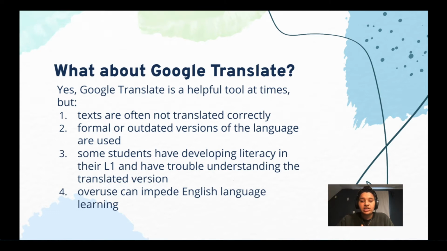If you copy and paste a full text into Google Translate, it often does not come out in the way that students speak. Some students also have developing literacy in their L1 or home language, and that can cause more frustration and confusion when students are trying to decode the text in their native language to then connect it to what you're teaching in the target language, probably English. Google Translate, again, should be used very sparingly. And in the strategy that I'll talk about today, I'll refer to using Google Translate in a much more productive way.